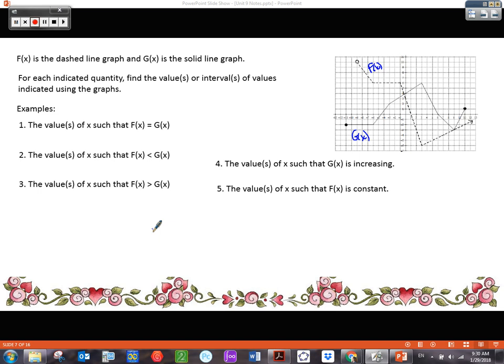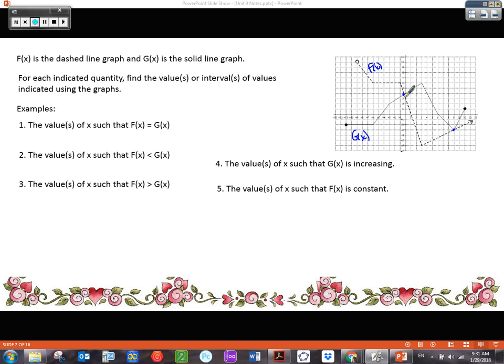All right, so let's look at number 1. We want to find the values of x such that f of x equals g of x. So we're looking for where their y values are the same. We're looking along here. We see right here their y values are the same, and right here. That's only 2 places, right? So let's find those x values.